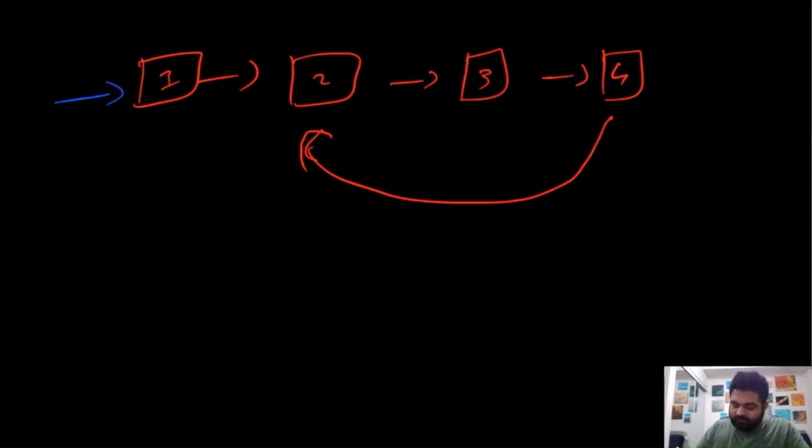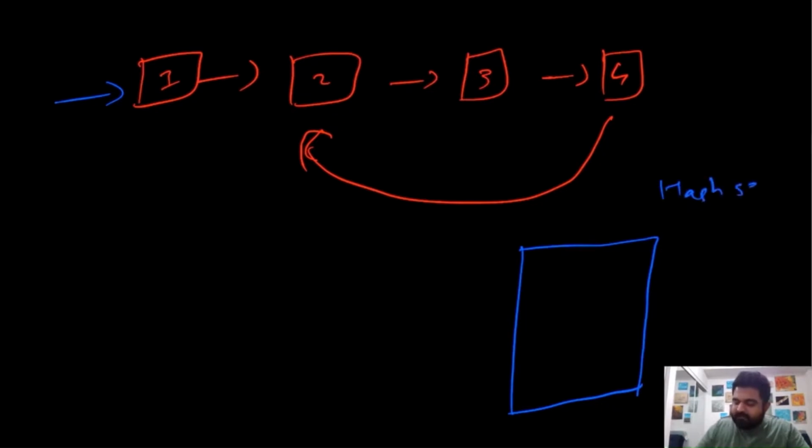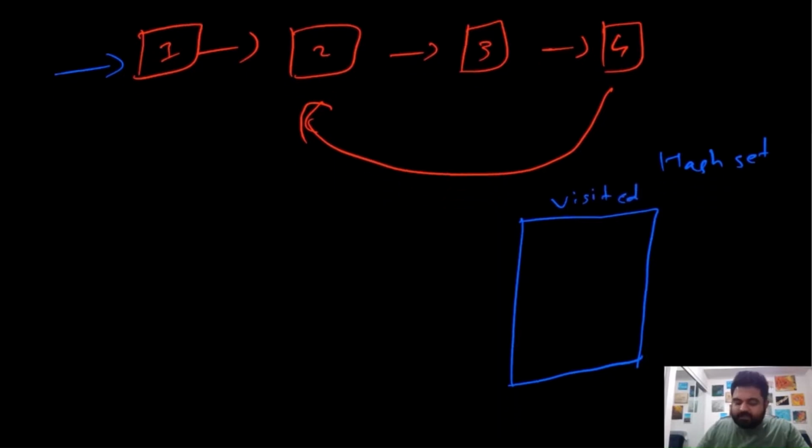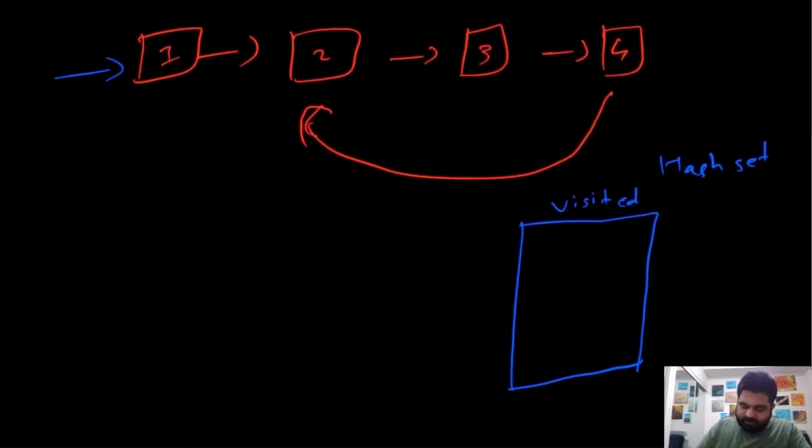So what we can do is create another data structure called a hash set, and inside this hash set we are going to keep track of all the visited nodes that we have passed so far. First of all, we check whether the node we are currently at exists inside this visited hash set or not. If it does not exist, we add it to the visited hash set and keep moving forward. At any moment, if we encounter the same node, we can clearly determine that there exists a cycle.